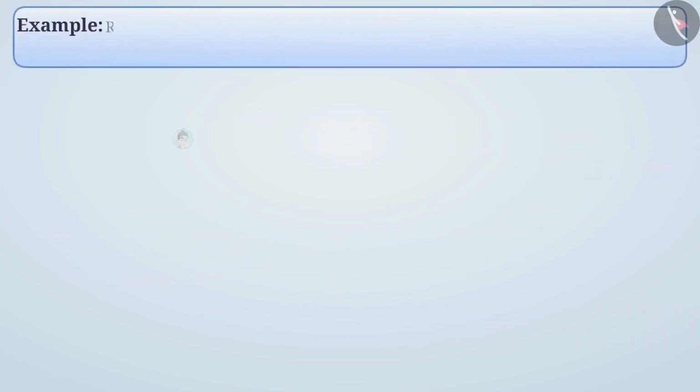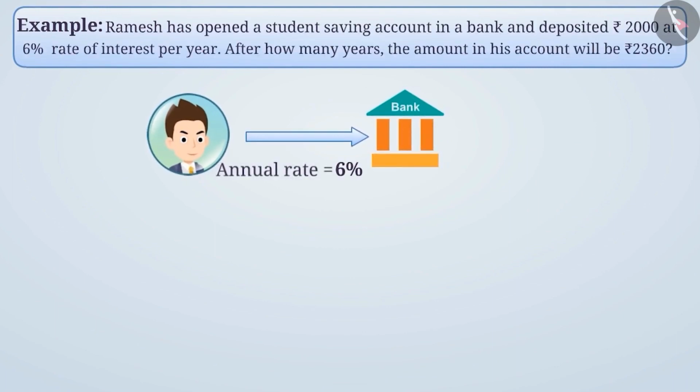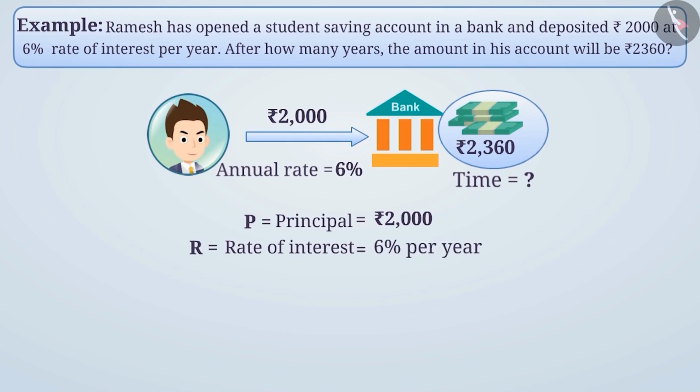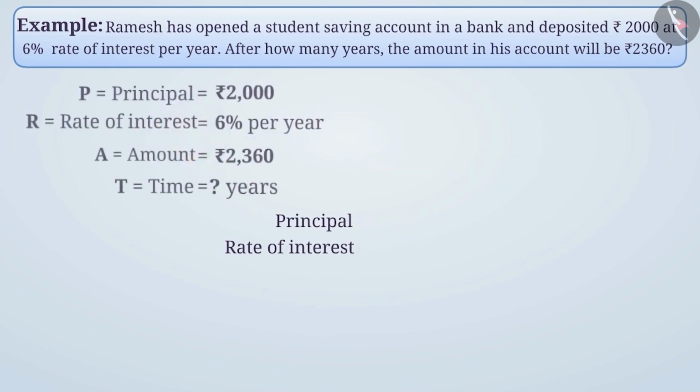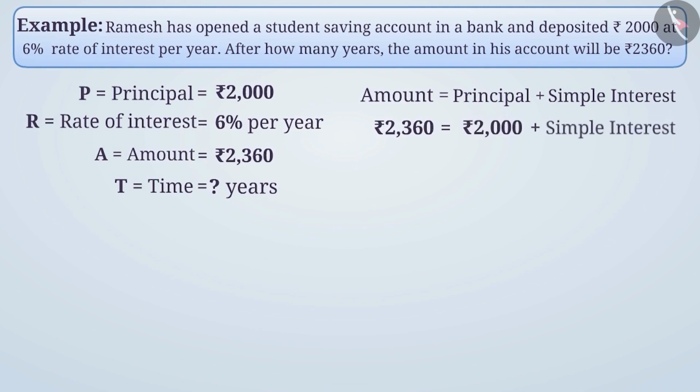Example 3. Ramesh has opened a student savings account in a bank and deposited rupees 2,000 at 6% rate of interest per year. After how many years will the amount in his account become rupees 2,360? Here, P or the principal is equal to 2,000 rupees. R, rate of interest is 6% per year. A, the amount is equal to rupees 2,360 and we have to find out the time. Amount is equal to principal plus interest. Therefore, 2,360 is equal to 2,000 plus interest.